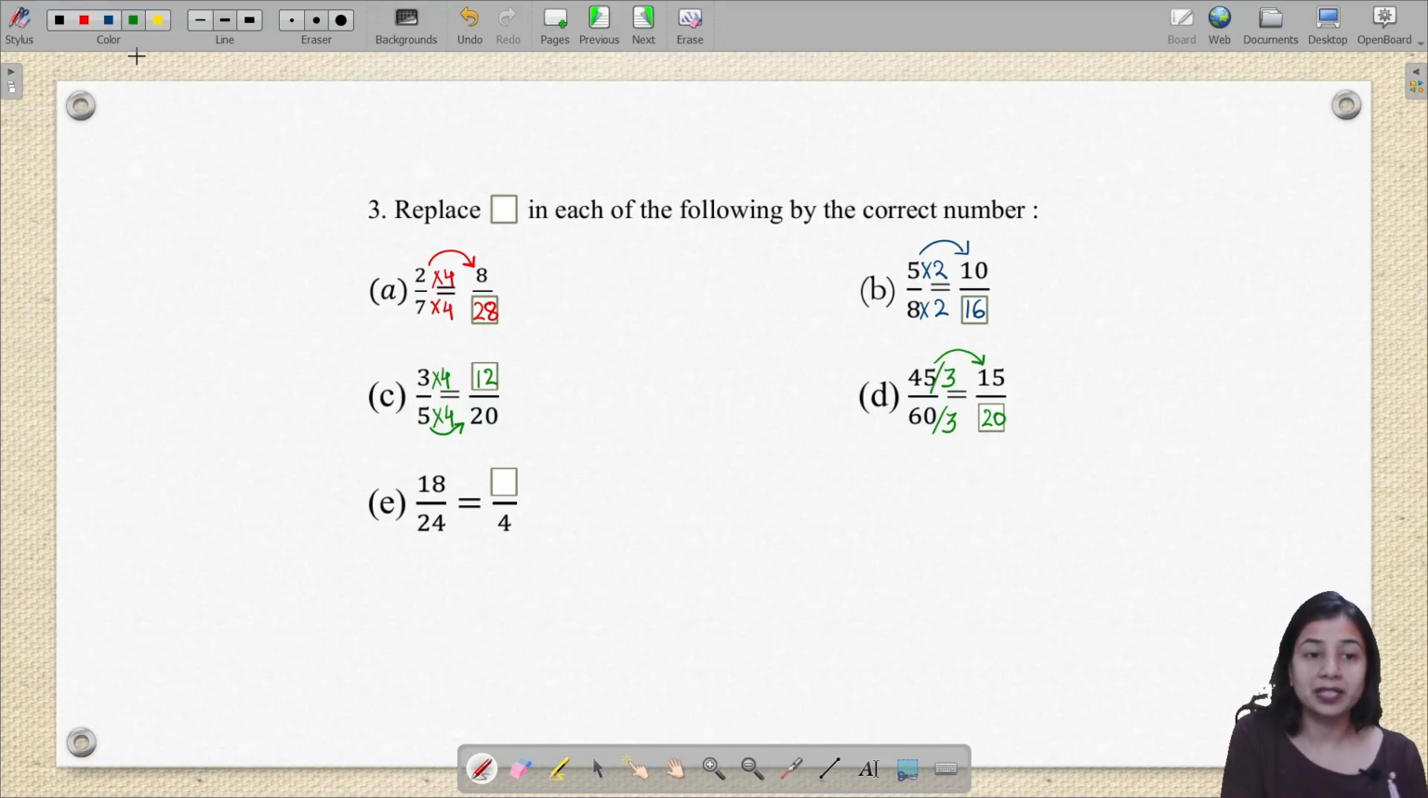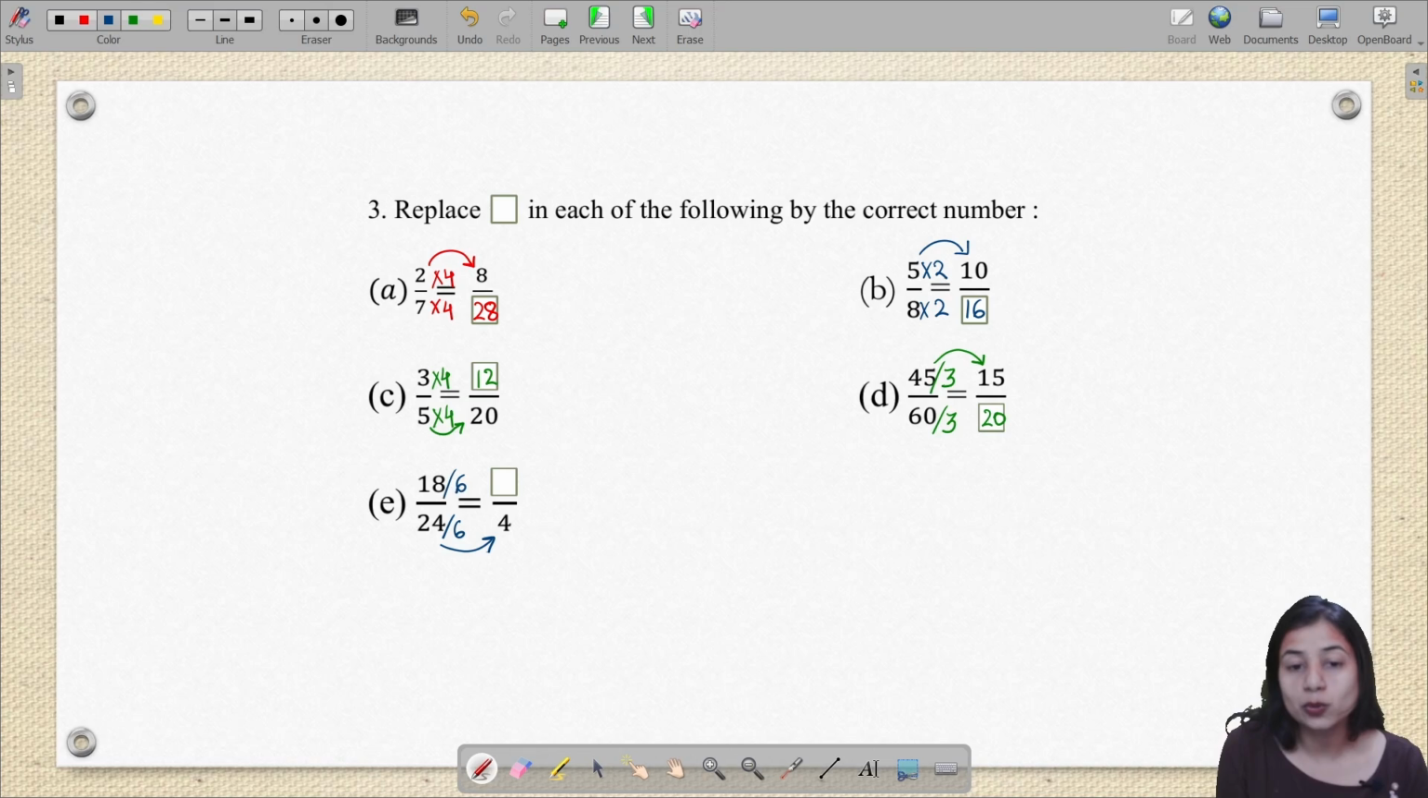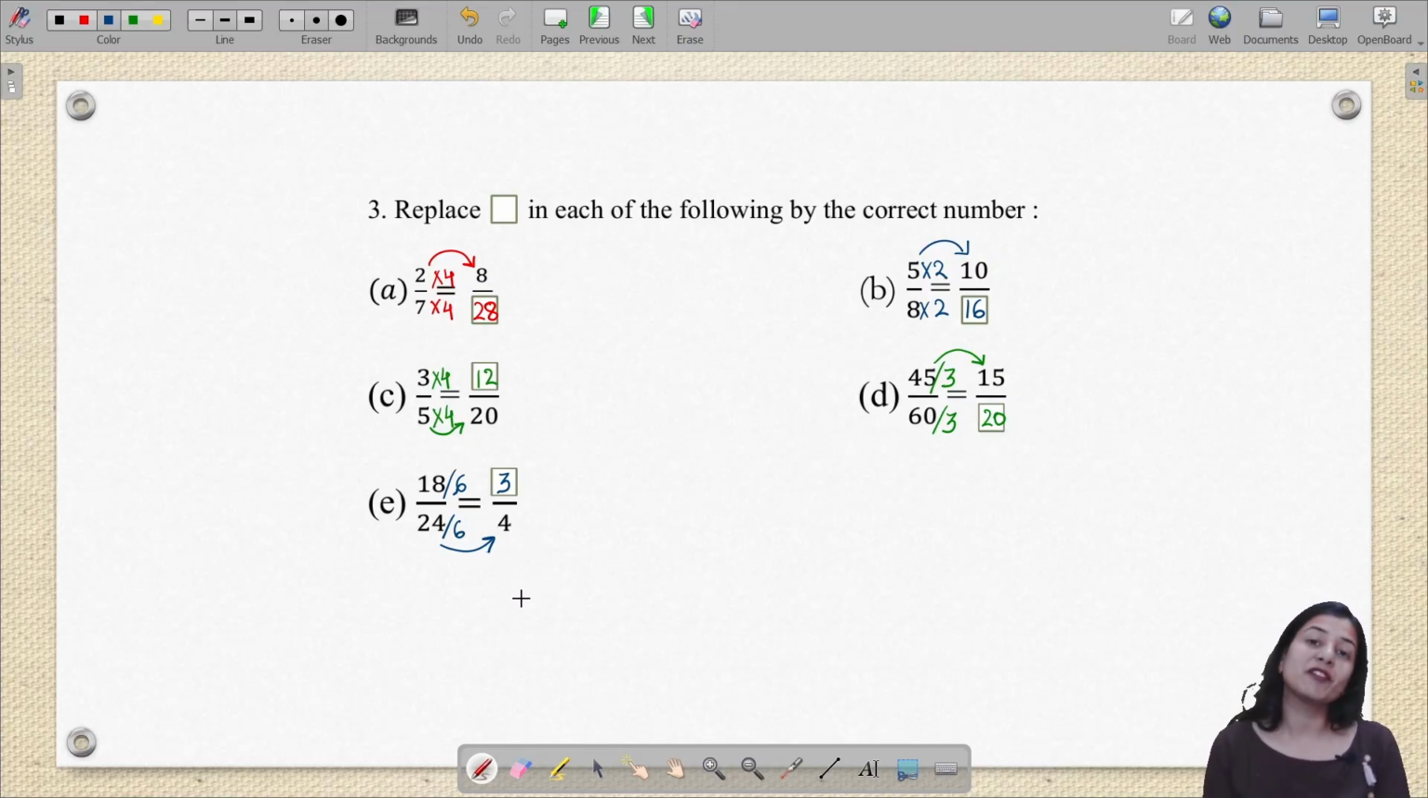Moving to the E part, here we can see that 18 by 24, again the fraction value is decreasing. So here 24 is divided by 6, giving us 4 as the denominator. So obviously the numerator is also divided by 6, giving us 18 divided by 6 is 3. So the equivalent fraction is 3 by 4. I hope everyone is clear. Let's move ahead.